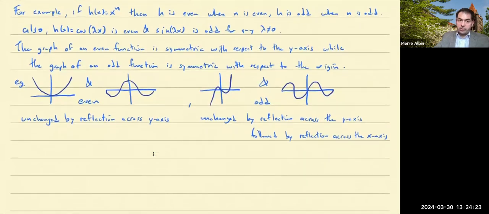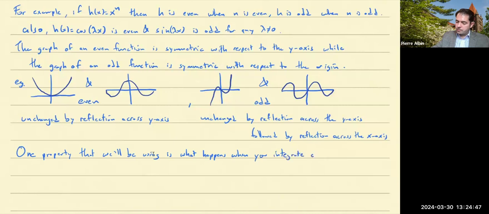Okay, one property that we'll be using is what happens when you integrate on an interval that is symmetric around the origin.